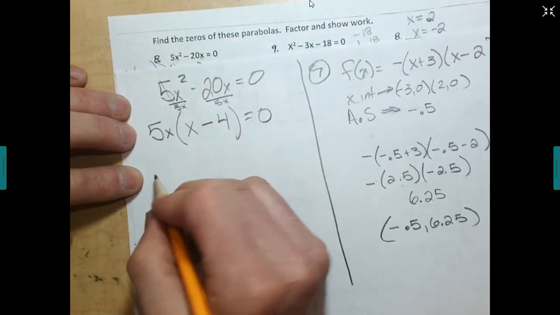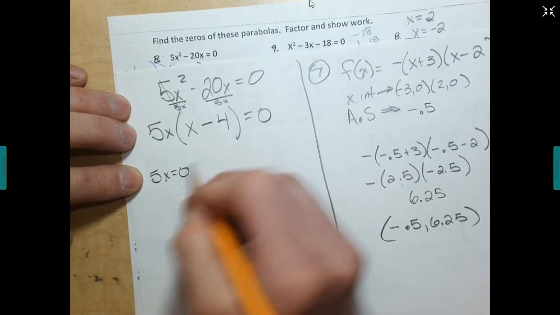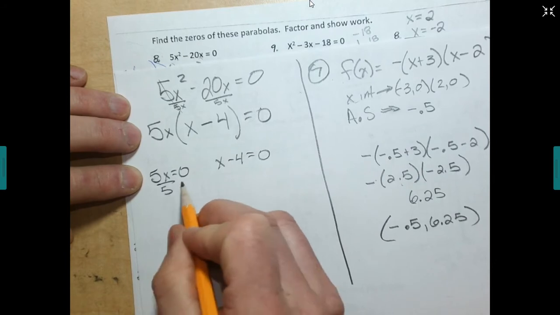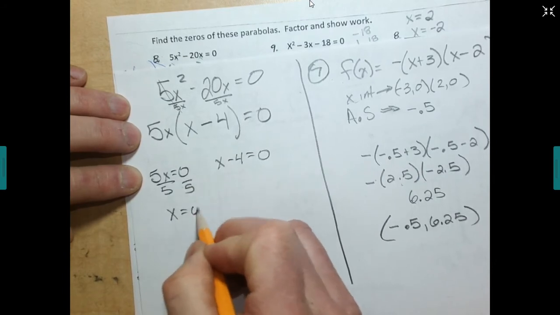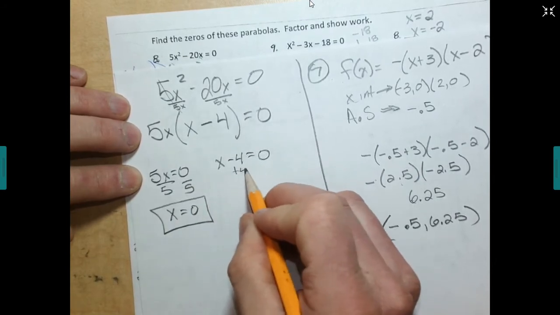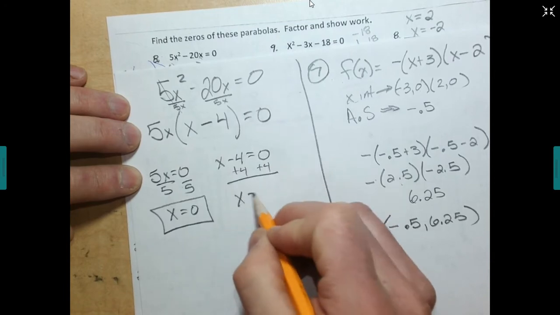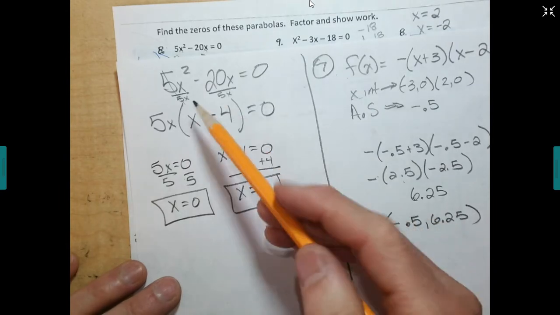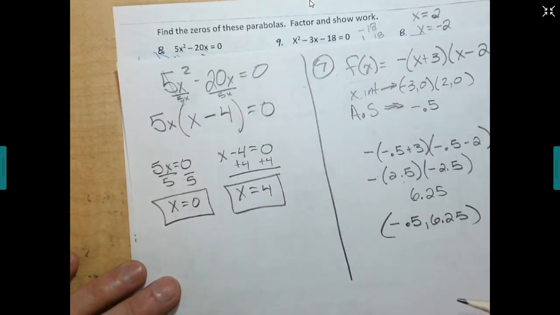So since I'm finding my zeros, I make this equal to 0. I make this equal to 0. And I'm left with x equals 0, and x equals 4. So there are my actual zeros, my answers for number 8.